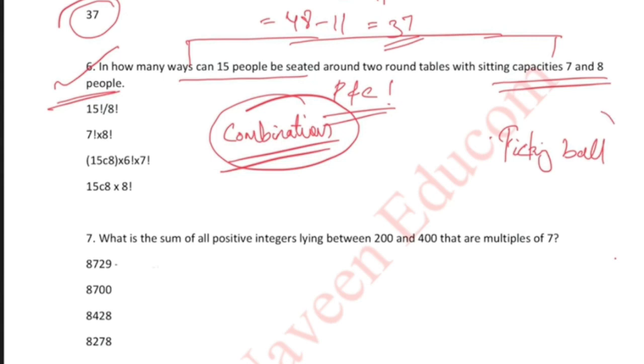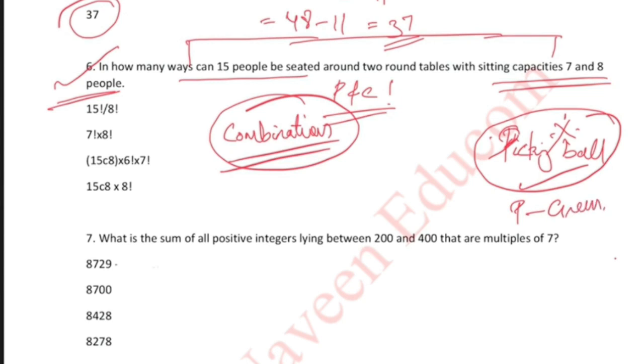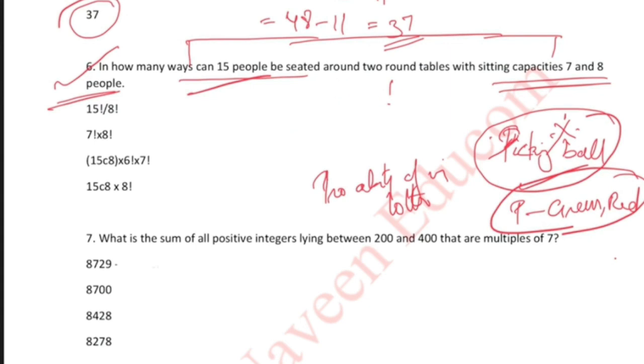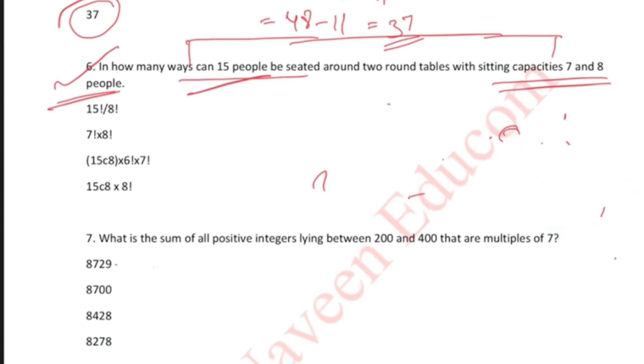Usually the questions from this topic are picking a ball from a group of balls. This question is repeatedly asked in several other examinations. So you have to keep in mind how to find the probability of picking, like the probability that the ball is a green ball, or the probability that the ball is a red ball. Questions like how many people can be seated around, then the probability of winning a lottery, are the most usual questions coming from this section. For the time being, I will show you how to solve this question. So let's come directly to the question and read it out: in how many ways can 15 people be seated around 2 tables with seating capacity 7 and 8 people?